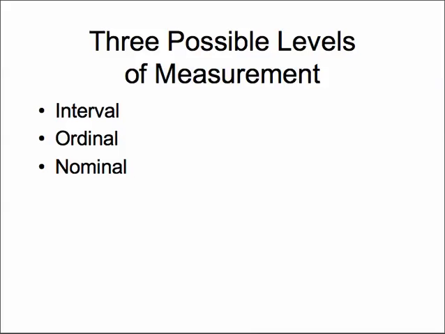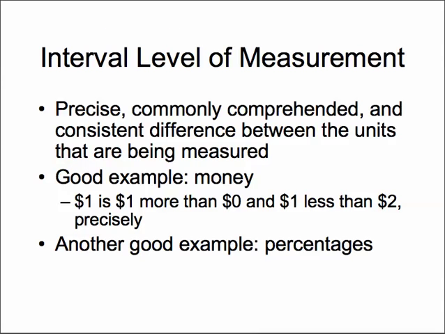A major consideration of measuring a variable is the level at which the variable is measured. There are three possibilities: interval, ordinal, and nominal. Let's examine each level. Interval is the most fine-grained level and is used when the difference between units is precise, commonly comprehended, and consistent. Money is a good example.